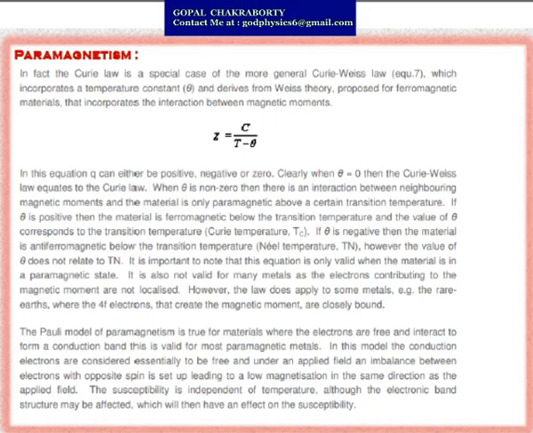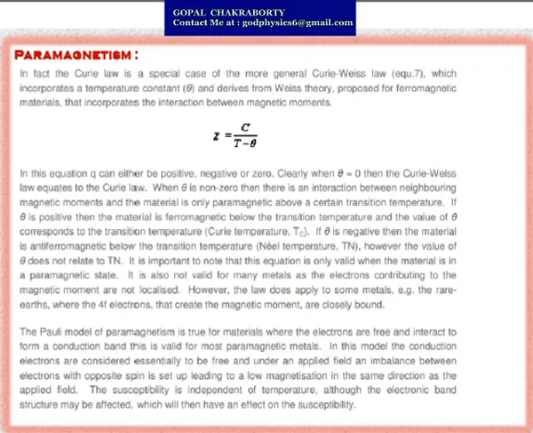So if theta is negative, then the material is antiferromagnetic below the transition temperature. However, the value of theta does not relate to TN.